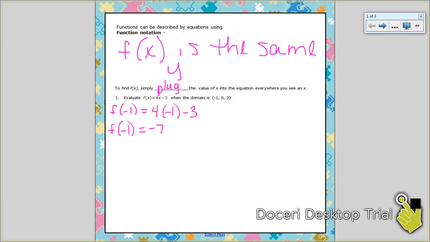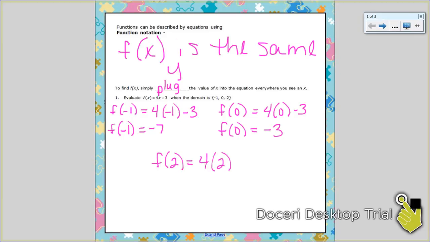So we'll do it again when x is 0. So we find f of 0. So we plug in 4 times 0 minus 3. Well, 4 times 0 is 0, and 0 minus 3 is -3. So there's your next value. And then we'll do it once more for 2. So we'll do f of 2. 4 times 2 minus 3. And 4 times 2 is 8. 8 minus 3 is 5. So there are your 3 values, -7, -3, and 5.